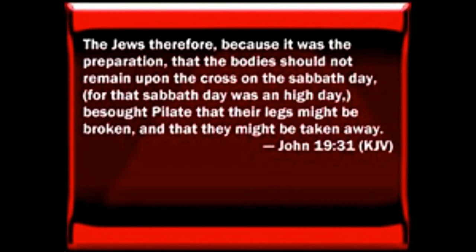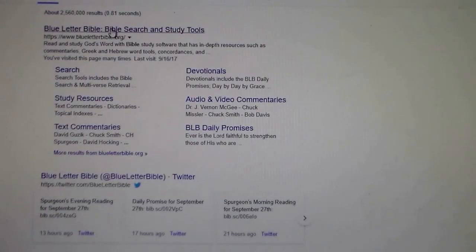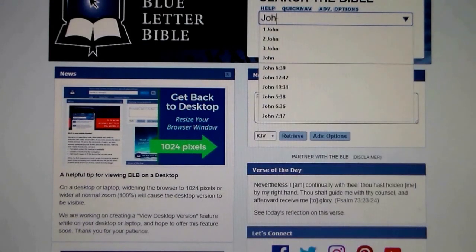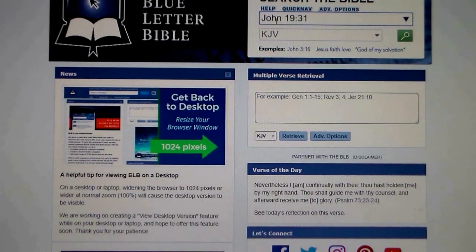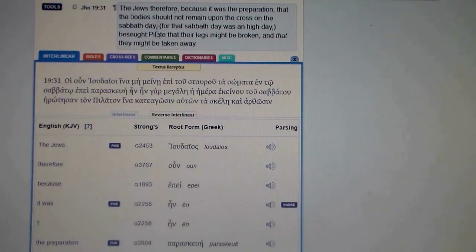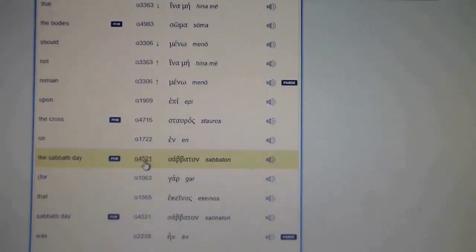The word Sabbath in the Hebrew, we can go to the Blue Letter Bible right quick if you want to. Let's go to Blue Letter Bible. And we'll get John 19:31. And we'll go into the tools. And we'll see, and we'll go to the word Sabbath.